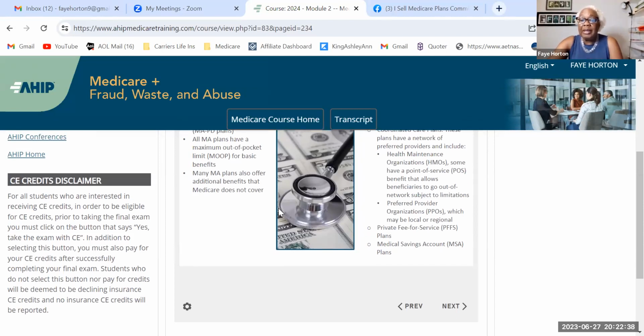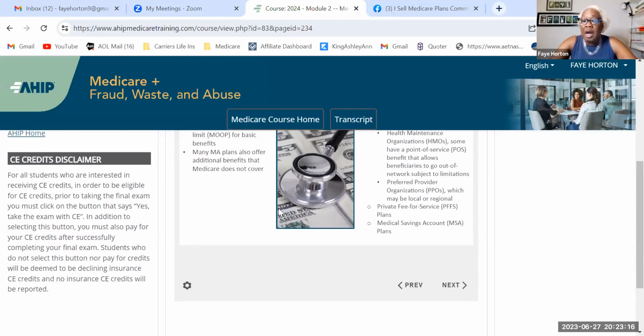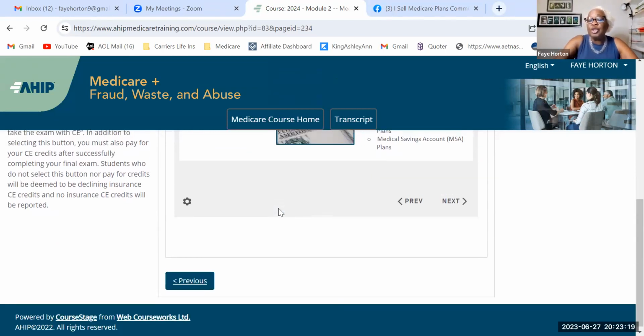Another type of plan would be the preferred provider organization, or PPO, which can be a local PPO or a regional PPO. A local PPO may only be available for certain counties or one county, and a regional PPO is generally for the entire state. Private fee-for-service plans are entirely different, but they're Medicare Advantage plans. Medical savings account plans are also a type of plan that one can choose.